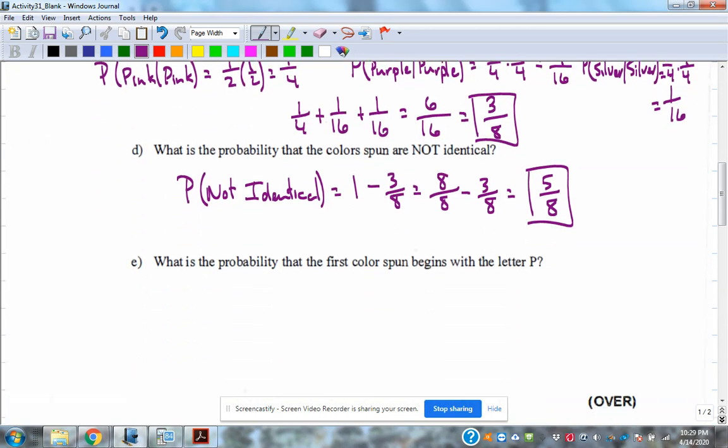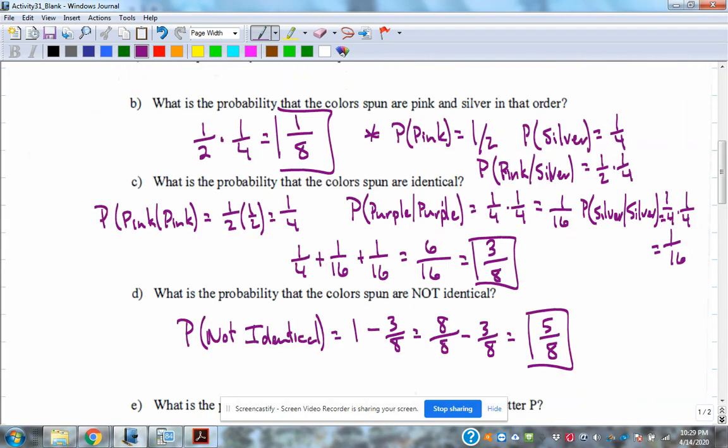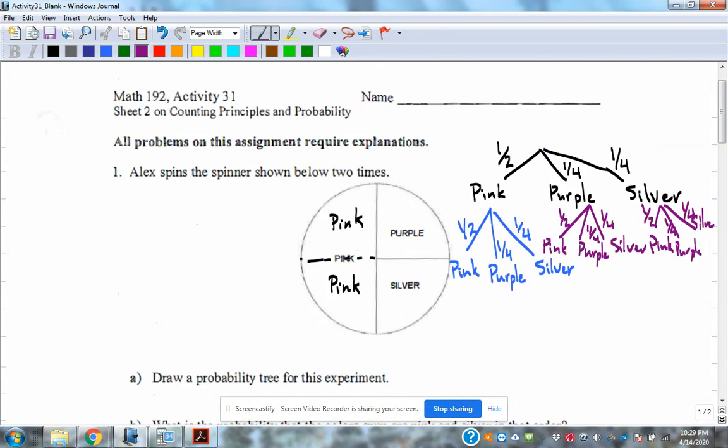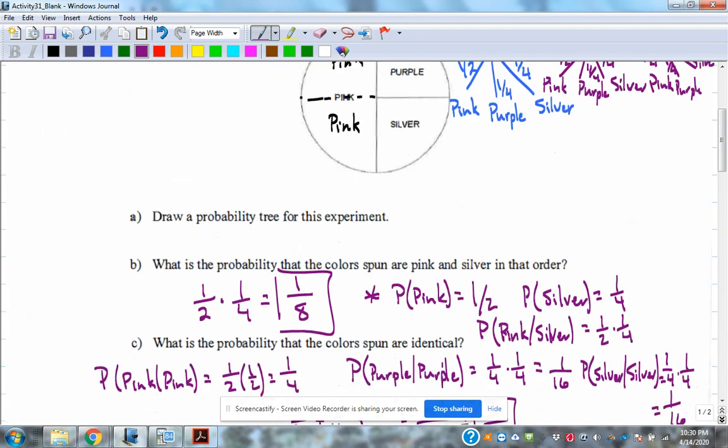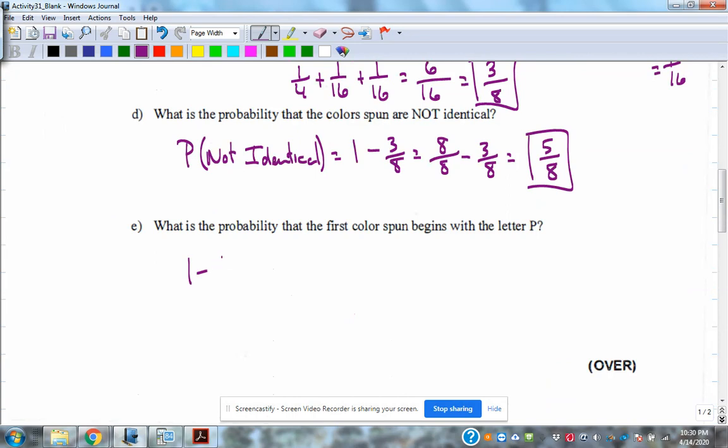Part E, it says, what's the probability the first color spun begins with the letter P? Okay, so that would be the probability that the first color spun would be pink or purple. So the silver, you got 1/4 times 1/2, 1/4 times 1/4, and so the probability of silver is 1/4 coming first. So the probability of one of the P colors coming first would be 1 minus 1/4, which would be 3/4 probability of that happening.